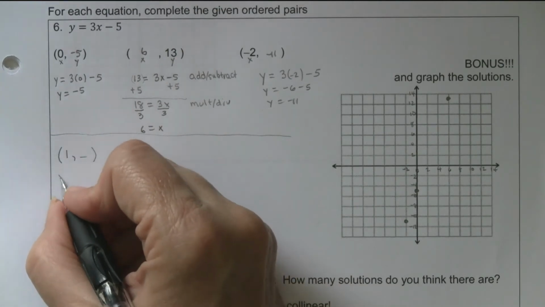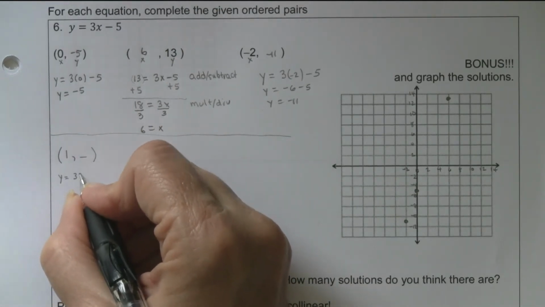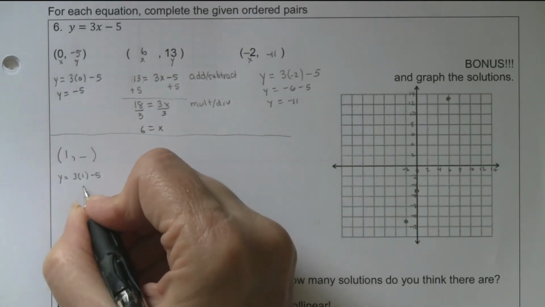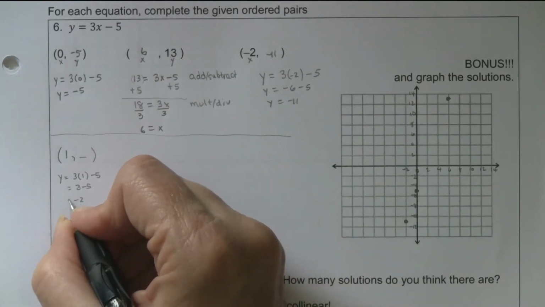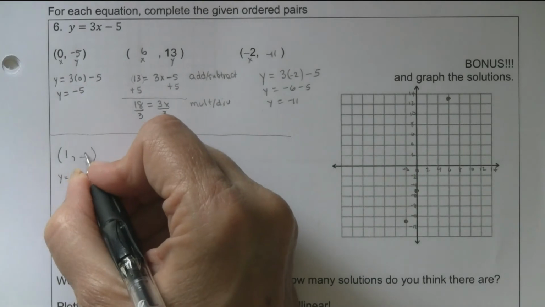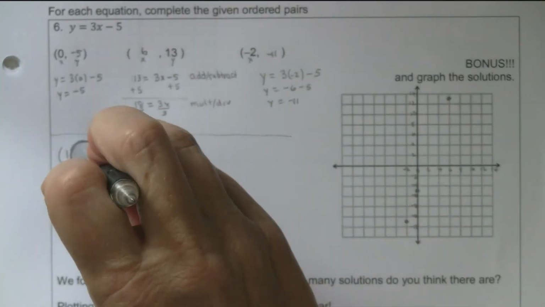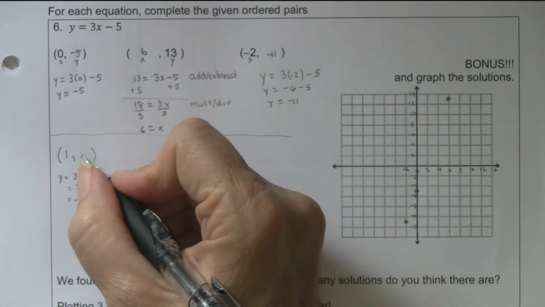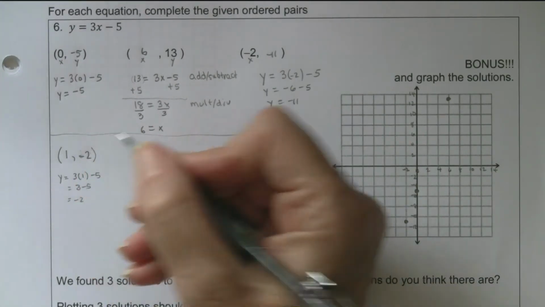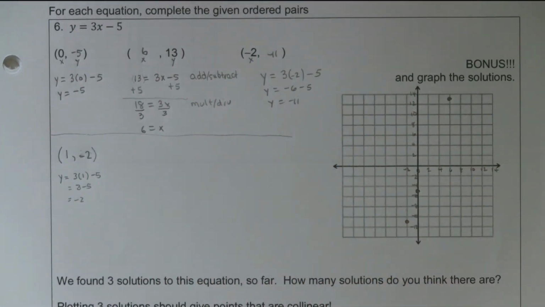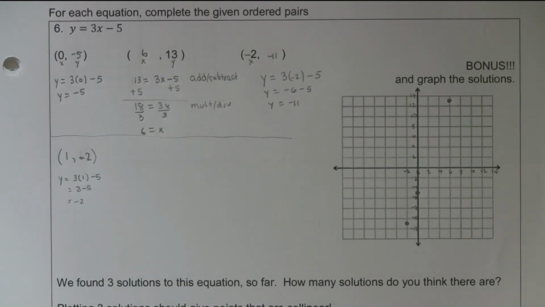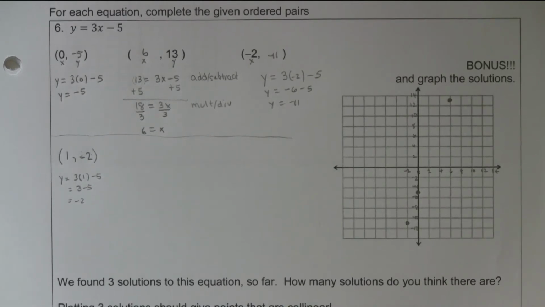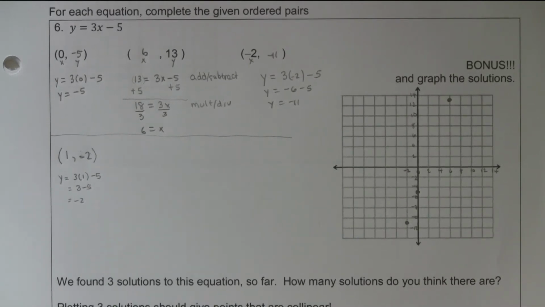All you'd have to do is put it in: 3 times 1 minus 5, 3 minus 5 is -2. And all of a sudden I have a 4th solution. So I say we found 3 solutions so far. How many do you think there are? The answer actually is as many as you want, and that's infinitely many solutions. So we could name them all day.